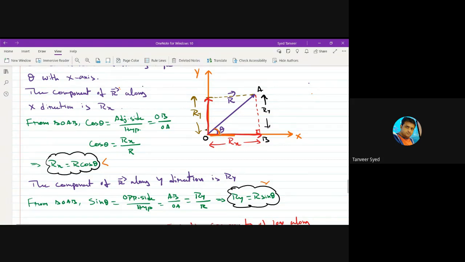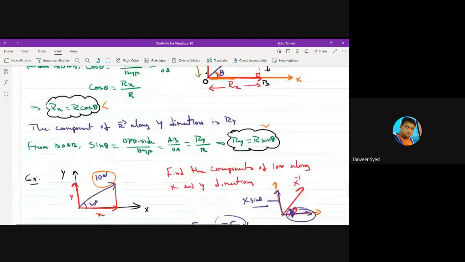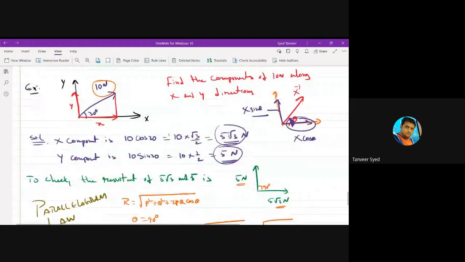The trick is that the component which is attached to the angle theta will be cos, and the other component will be sin. Don't remember it as horizontal will be cos, vertical will be sin. It will not always be that. The one which is attached to the angle will always be cos, and the other will be sin. Okay, r cos theta, r sin theta.